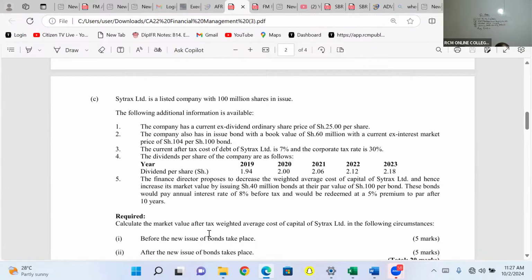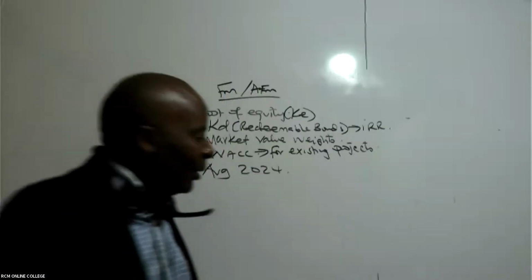Calculate the WACC of Citrus Limited in the circumstances before the new bond issue takes place. Remember, it's only note number 5 which is talking about issuance of a new bond. So they want us to give them WACC using notes number 1, 2, 3, and 4. How do we do that? That will be very easy. How do we get WACC?